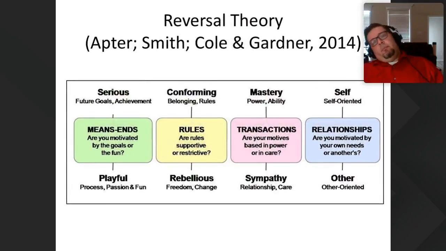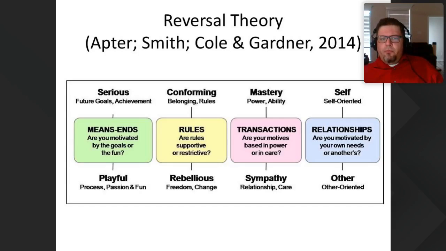So along comes in the 70s, Apter and Smith started looking at a broader way of why people move from different states, and Colin Gardner updated it in 2014. So they looked at four basic domains based on whether you are motivated by goals that are for a means and an ends. Are you motivated by the goals or the fun? Are you goal-oriented, or do you just want the enjoyment or play of a show? Or your students? Are you?